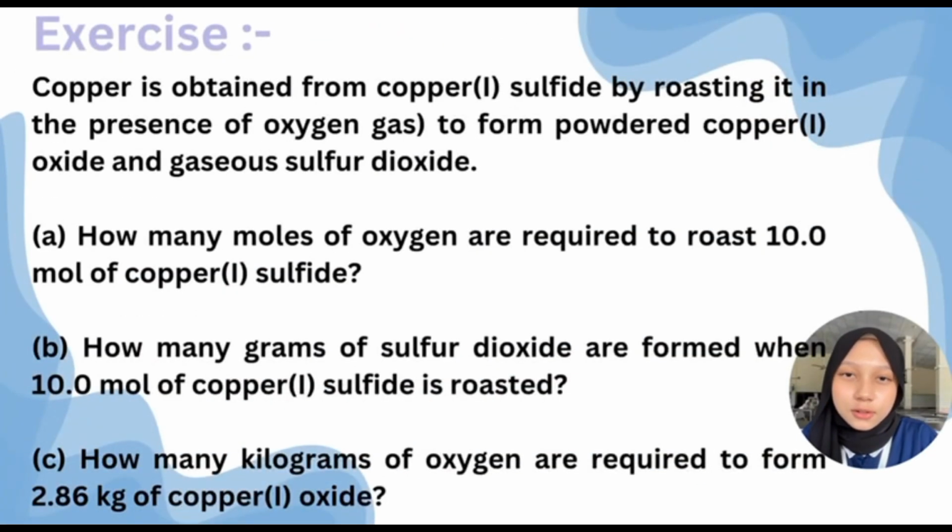Okay, so let's try to do this exercise. The question is, copper is obtained from copper sulfide by roasting it in the presence of oxygen gas to form powdered copper oxide and sulfur dioxide gas. A. How many moles of oxygen are required to roast 10 mole of copper sulfide? B. How many grams of sulfur dioxide are formed when 10 mole of copper sulfide is roasted? C. How many kilograms of oxygen are required to form 2.86 kg of copper oxide?